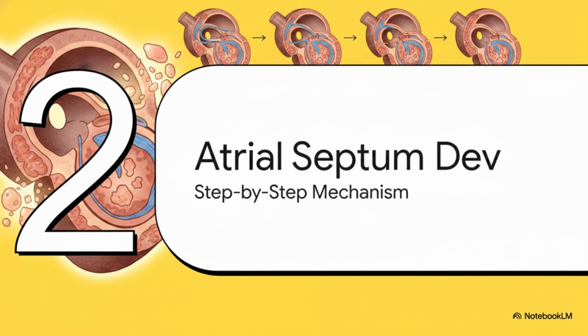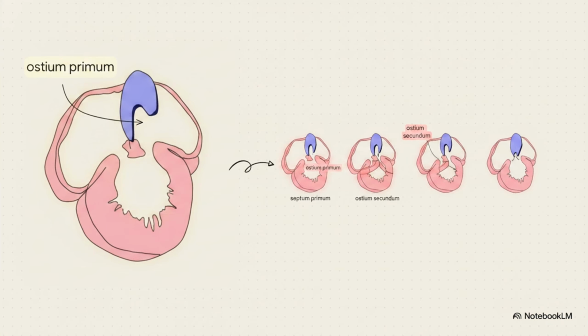Moving on to Section 2, Atrial Septum Development, a step-by-step mechanism. Now that we know how the cushions form, let's look at the complex sequential division of the common atrium. This is basically a beautifully choreographed dance of tissue growth and programmed cell death. First up, you have this sickle-shaped crest called the septum primum. It starts growing downward from the roof of the common atrium.